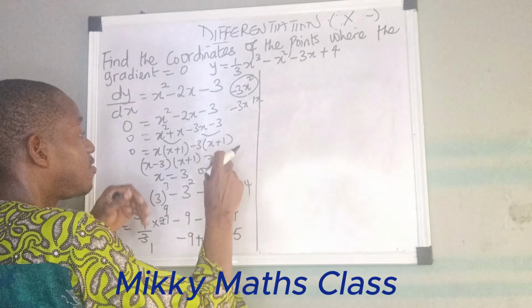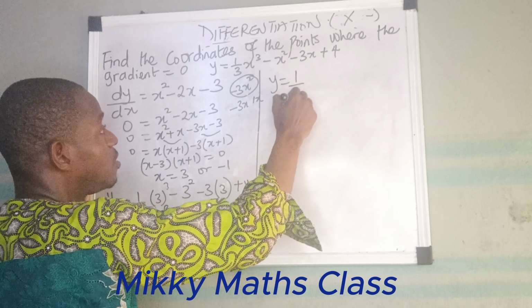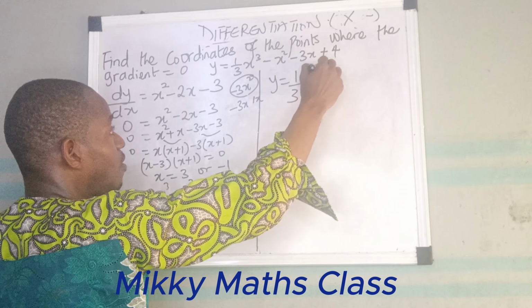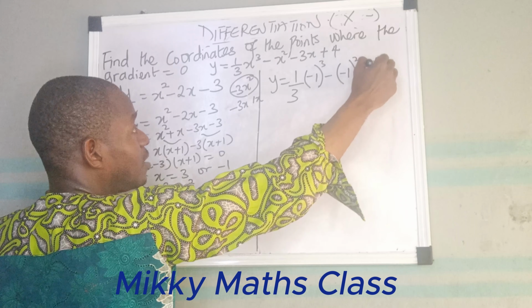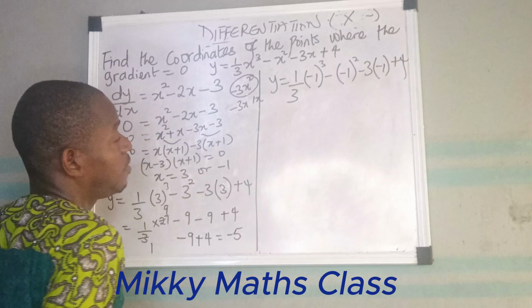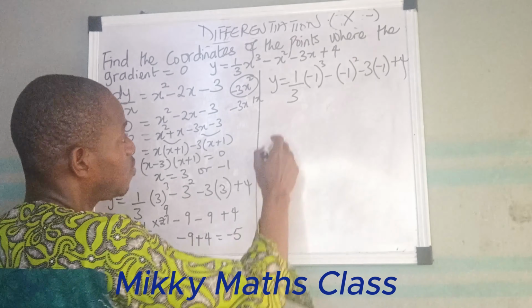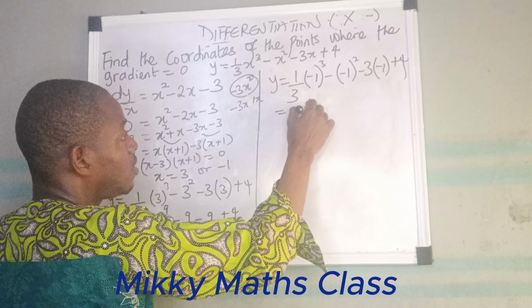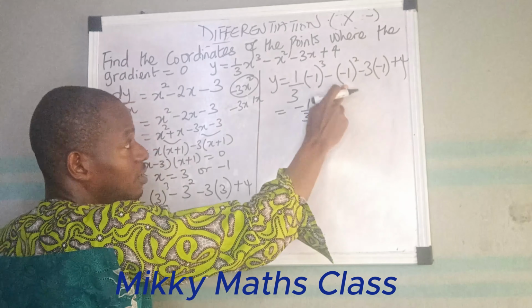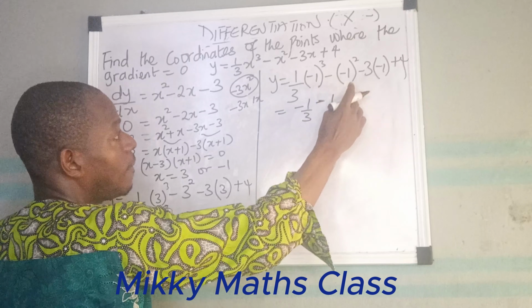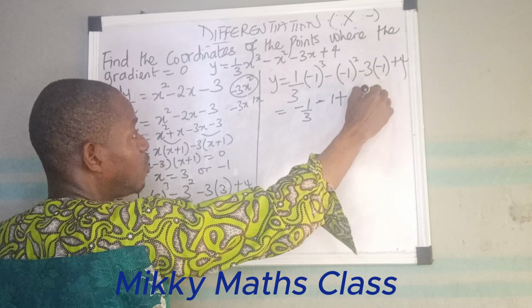Now let's put in x equals negative 1. What do we get? So y will be equal to 1 over 3 negative 1 raised to the power of 3, minus negative 1 raised to the power of 2, minus 3 into bracket negative 1, plus 4. Now negative 1 cubed will give us negative 1, so we have negative 1 over 3. Negative 1 times negative 1, that's square, that will be 1. Times this, we have negative 1. This times this, we have plus 3 plus 4.